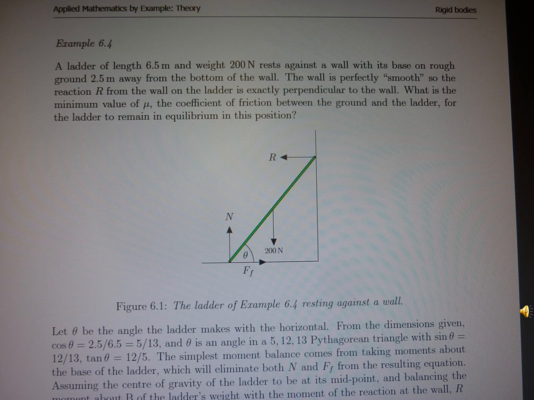So the simplest moment balance comes from taking moments about the base of the ladder. At the base of the ladder, we can write down the simplest moments. In this case, 200 multiplied by the distance is equal to R multiplied by the vertical distance. So this is the way we write down the equation.